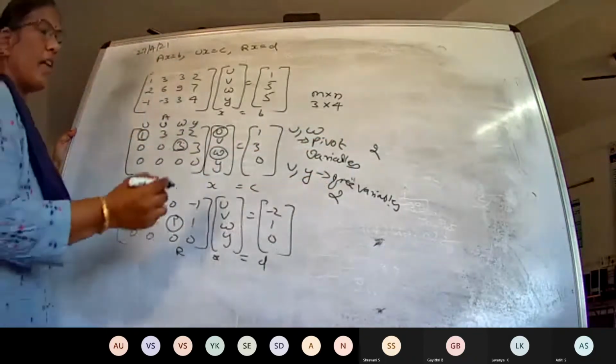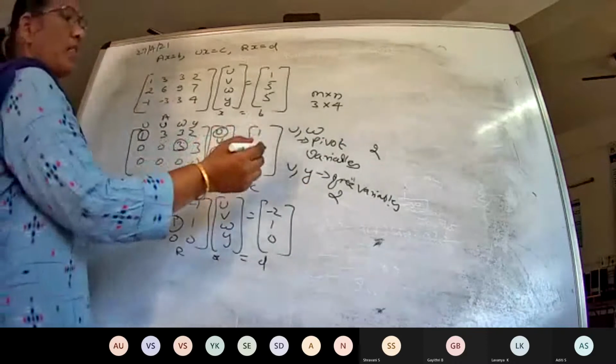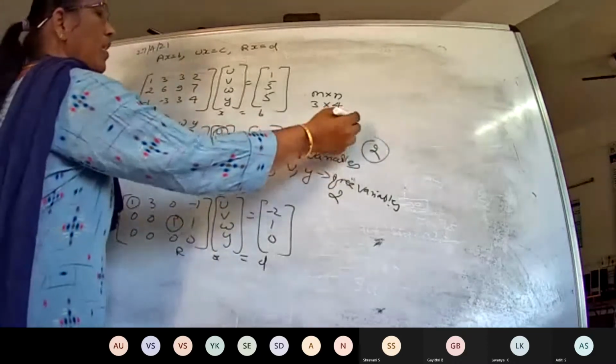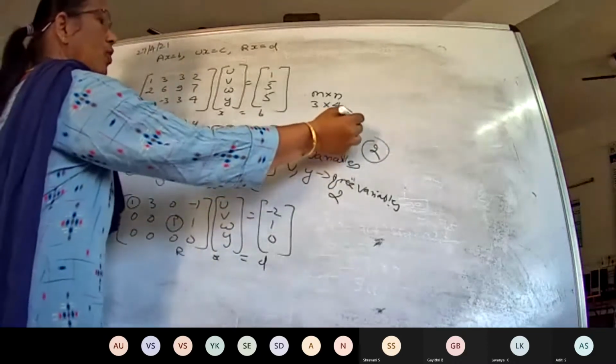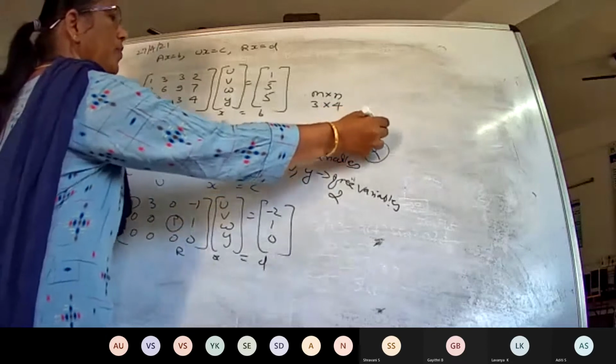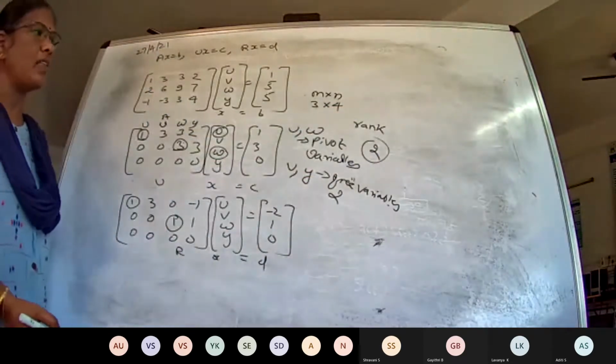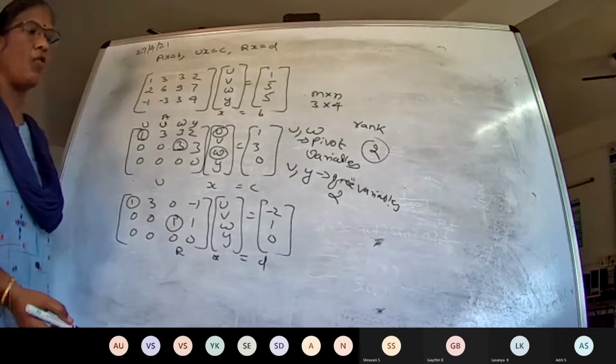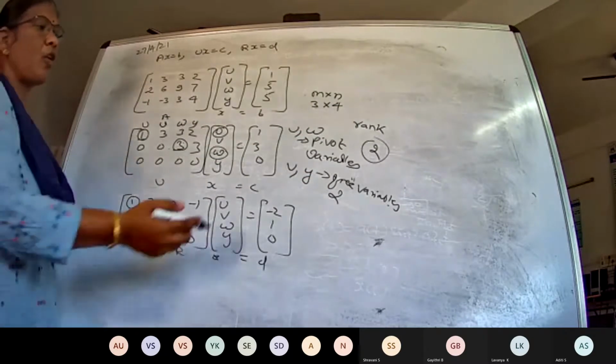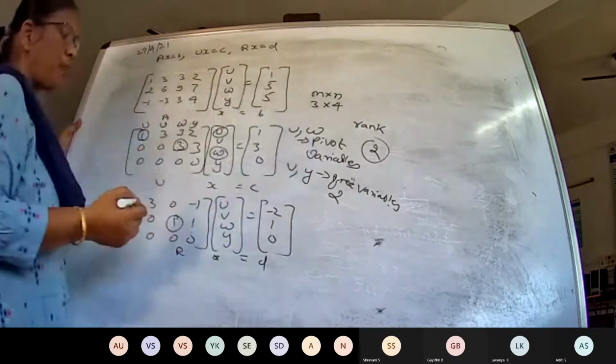So here the number of pivot variables gives you the rank of the matrix. We say the number of pivot elements is equal to the rank of the matrix. So the rank of the matrix is equal to 2 in this case, because the number of pivot variables is 2.